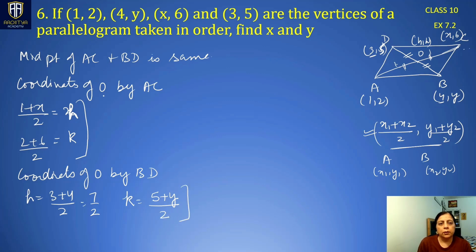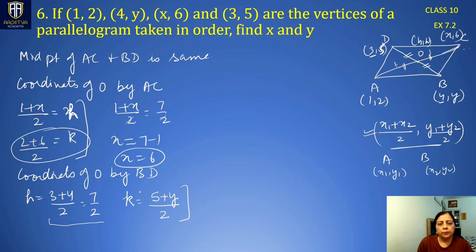So now since the coordinates of O are the same for AC and BD, we can simply equate this. (1 plus x) by 2 is equal to 7 by 2. From here we can find x. These two got removed, so x becomes 7 minus 1. x is 6. And equating these two values of k, we have (2 plus 6), that is 8 by 2, is equal to (5 plus y) by 2.